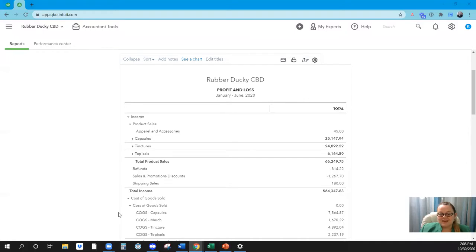I've opened up the financial statement, the profit and loss for January through June 2020 here in the QuickBooks file for our Rubber Ducky CBD. So we can see that there are three different products here. Now this is the first thing that we do differently from many accountants and CPAs who do this work. Many times they'll just have a basic product sales line and they're not tracking the information based on the product line level or even the item level.